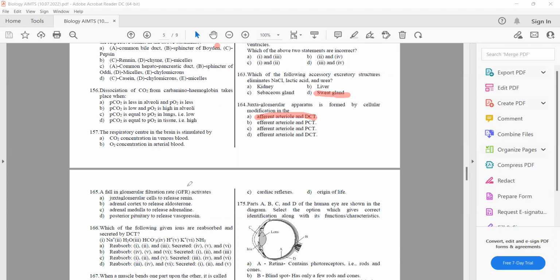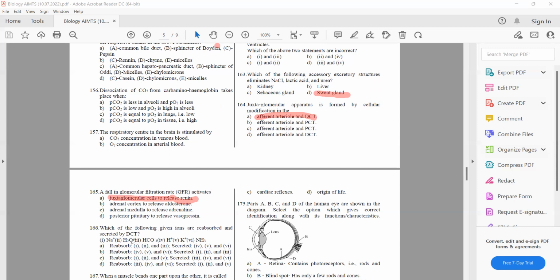So when the GFR is reduced, you can see the juxtaglomerular cells, they'll get activated. Okay, so again, JGA, previous question. So JGA cells, you can see them in the distal convoluted tubule and in the afferent arteriole. So if there is any fall in this GFR, it activates the JG cells to release the renin.